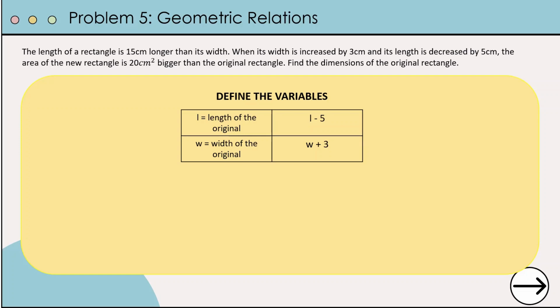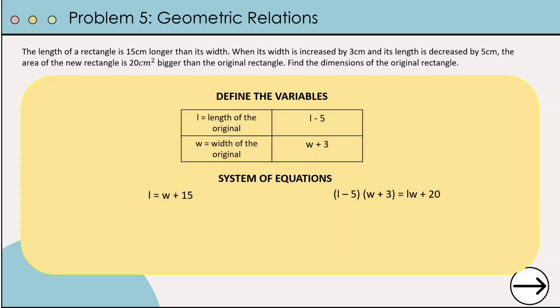Our second step is to establish our system of equations. On the first part of the problem, it says there that the length of a rectangle is 15 cm longer than its width. Therefore, we can represent it as L equals W plus 15. For our second equation, it says there that if we get the area of the modified or new rectangle, the result will be 20 cm squared bigger than the original rectangle. Therefore, we get L minus 5 times W plus 3 equals LW plus 20.